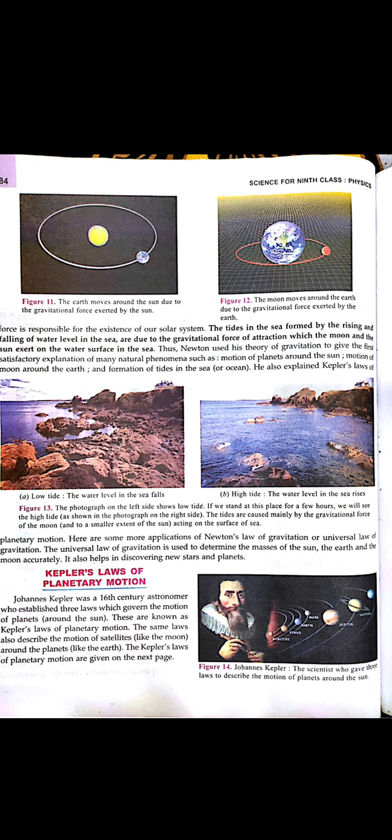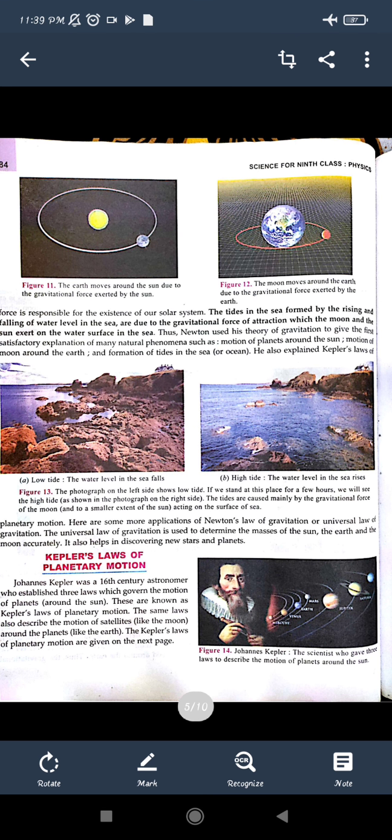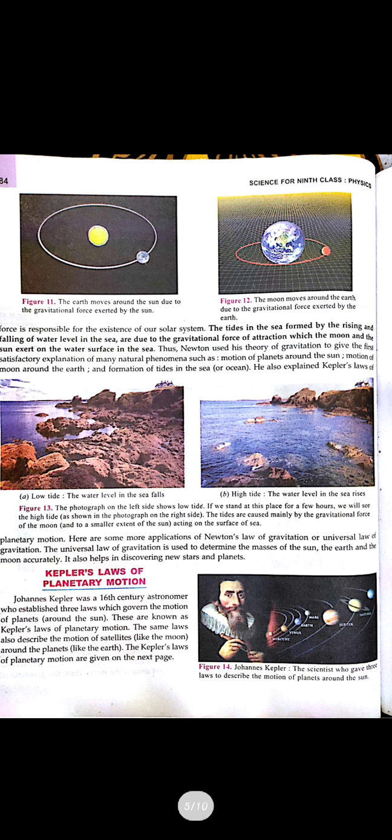This is the gravitational force of attraction that the moon, the earth and the sun exert on the water surface. Therefore, during the eclipse time, these sea tides are at their very highest. So the gravitation and force of attraction is due to the sun and the moon on the earth.